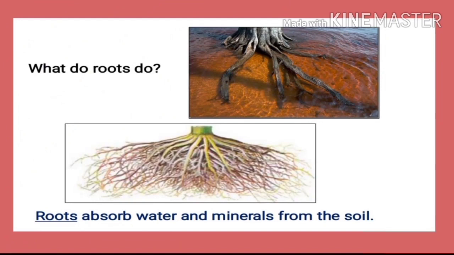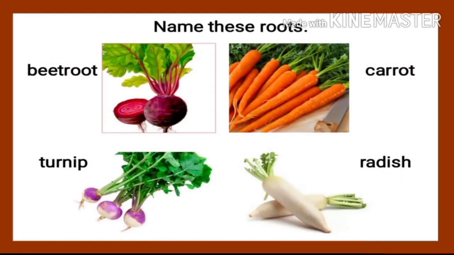Children, what do roots do? Do you know? Children, roots absorb water and minerals from the soil. Children, as a human beings, we are eating some roots, just like beetroot, carrot, turnip, radish. These all are examples of roots. Whatever we as a human being are used to eat.